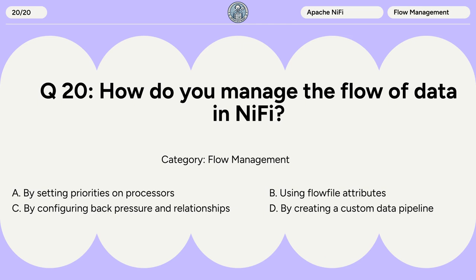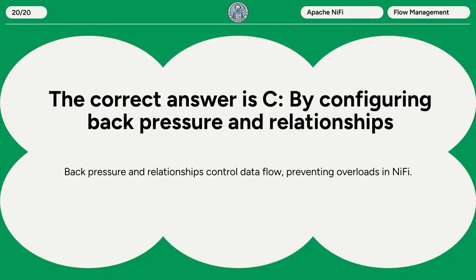Question 20. How do you manage the flow of data in NiFi? A. By setting priorities on processors. B. Using flow file attributes. C. By configuring back pressure and relationships. D. By creating a custom data pipeline. The correct answer is C. By configuring back pressure and relationships. Back pressure and relationships control data flow, preventing overloads in NiFi.